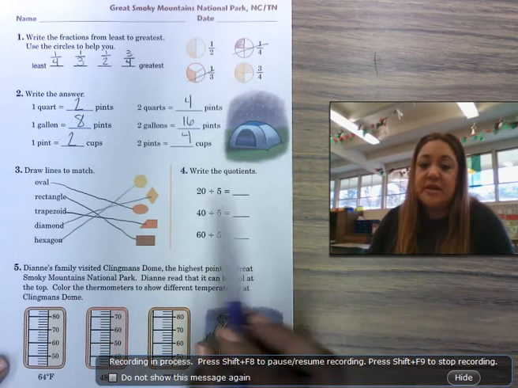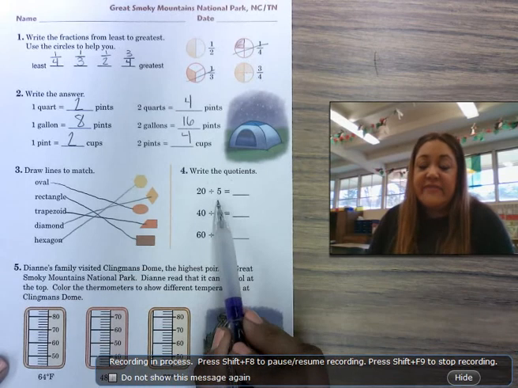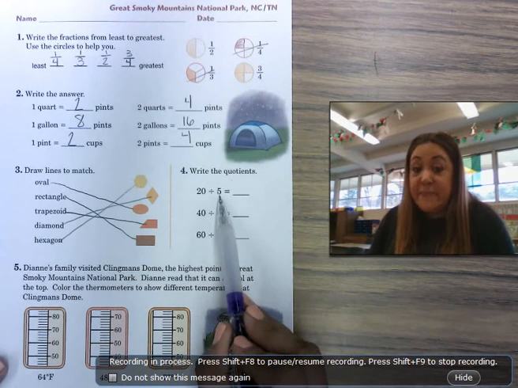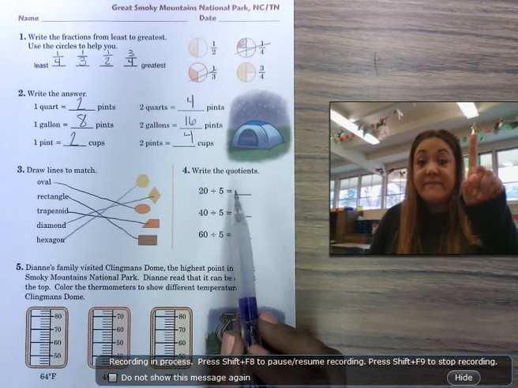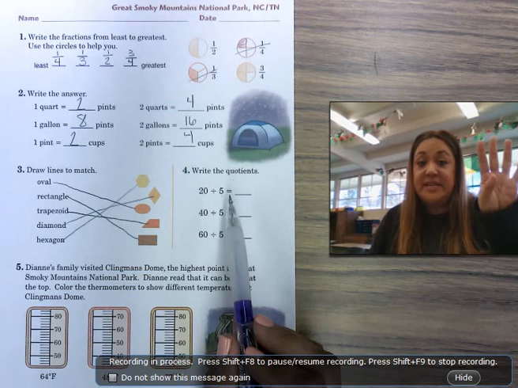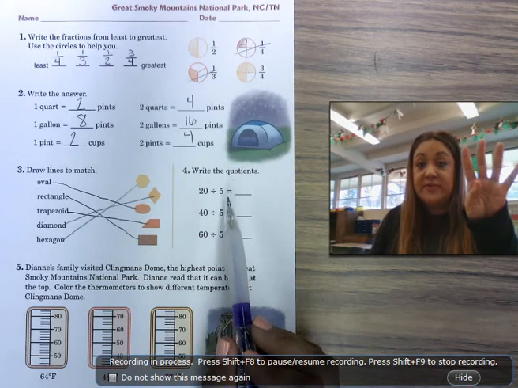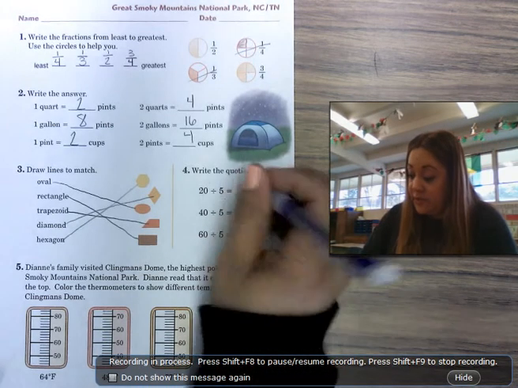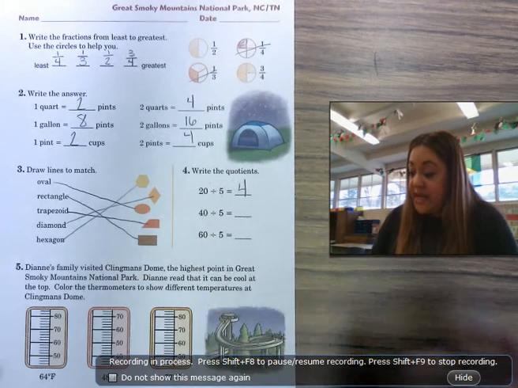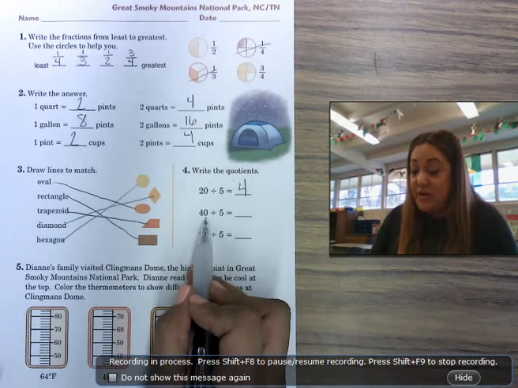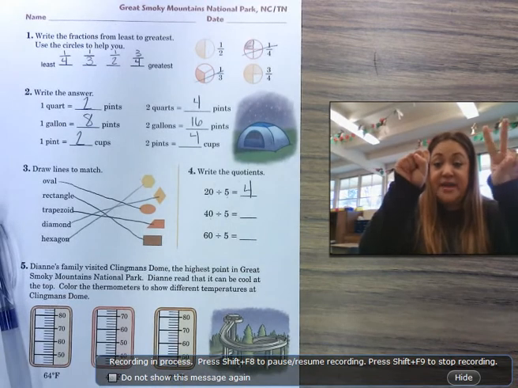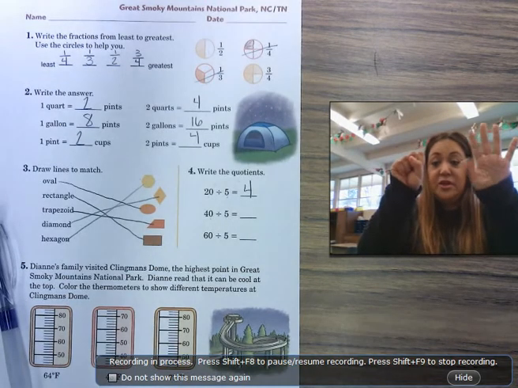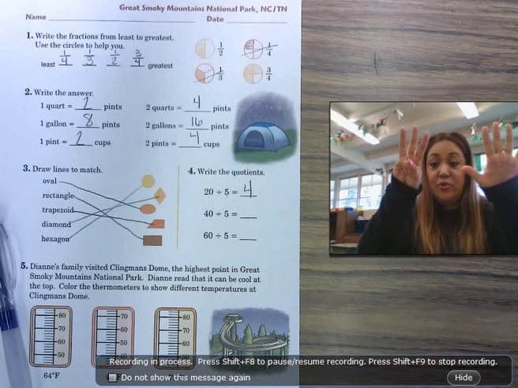Okay, now let's get into write the quotients. 20 divided by 5. Remember I said you count by 5s, you're going to have to stop at 20. 5, 10, 15, 20. That's 4. You guys are smart. Now let's count by 5s again and stop at 40. Let's use our hands. Here we go. 5, 10, 15, 20, 25, 30, 35, 40. That's 8. I'm going to put 8 down.